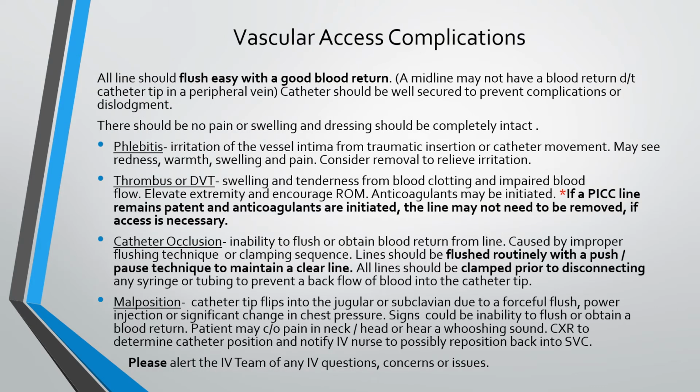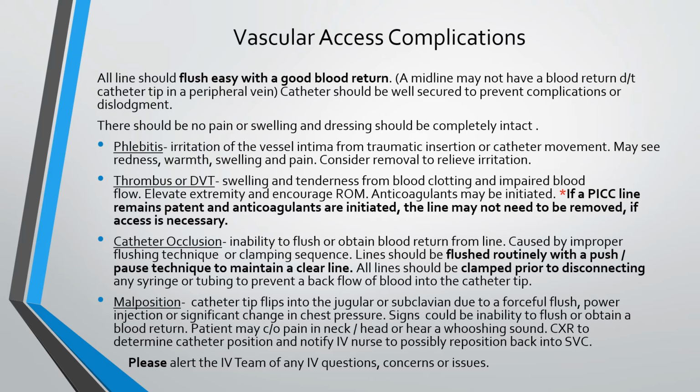Vascular access complications. All lines should flush easily with a good blood return. A midline, depending on the volume of blood in the circulation, may not always have a blood return. Catheters should be well secured to prevent complications or dislodgement. There should be no pain or swelling, and the dressing should be completely intact at all times. With phlebitis, irritation of the vessel intima from a traumatic insertion or catheter movement, you may see redness, warmth, swelling, and pain. Consider removal to relieve the irritation.